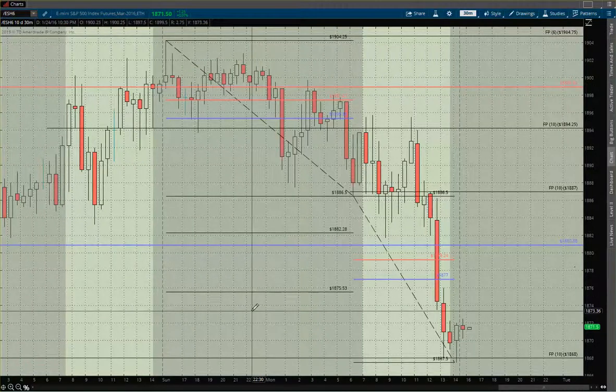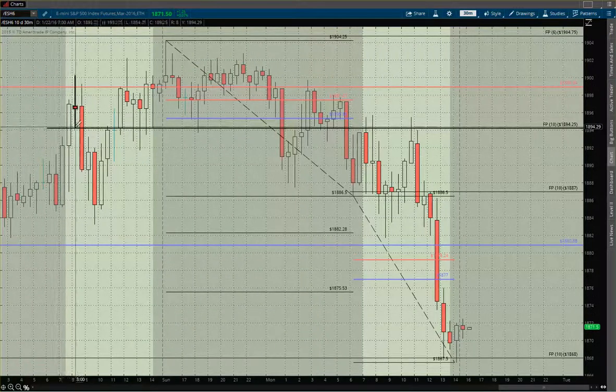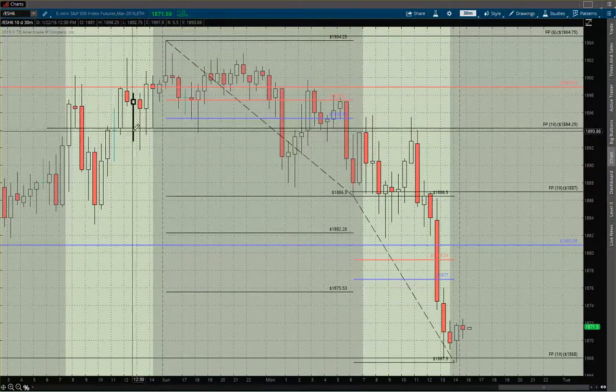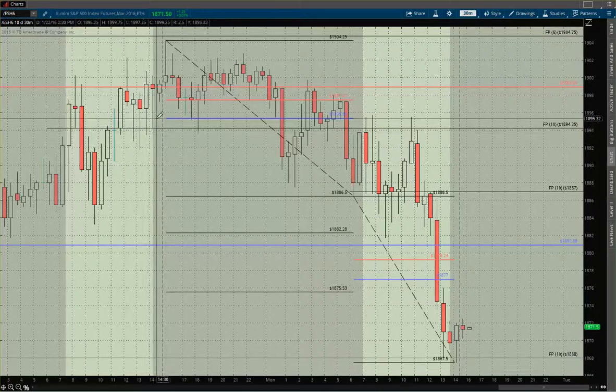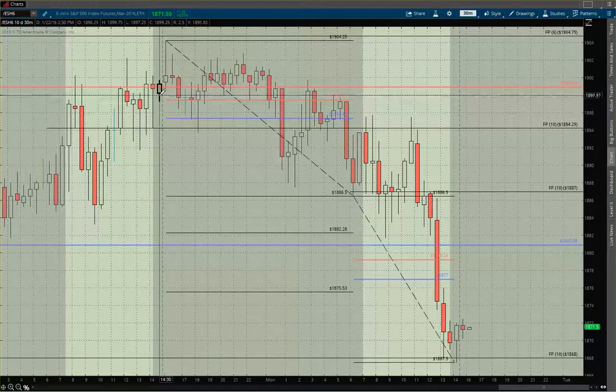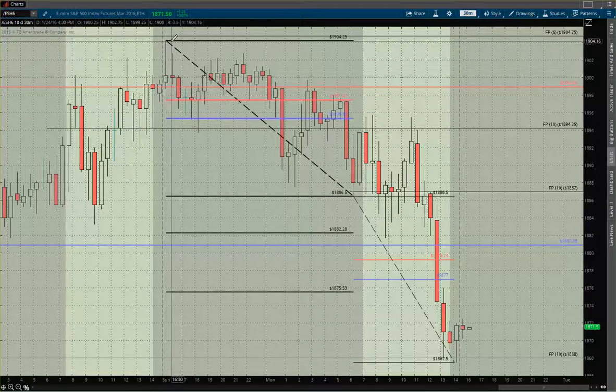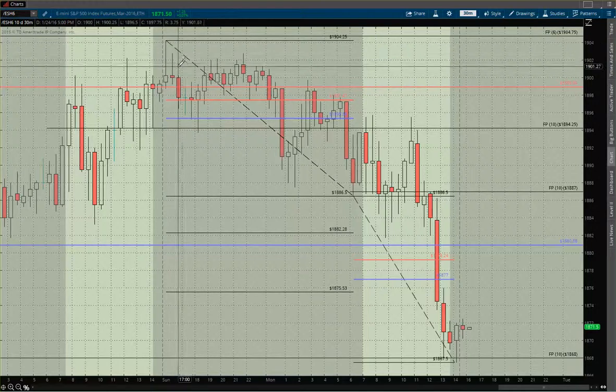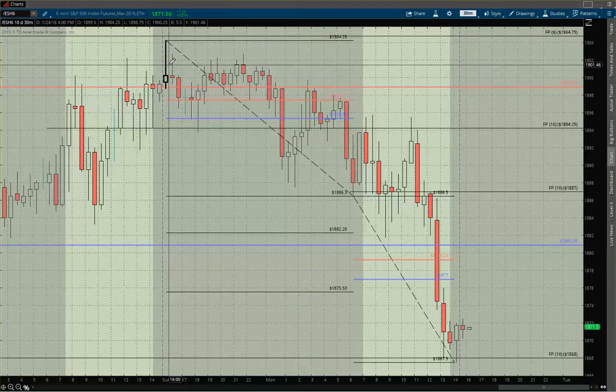Okay, Friday we formed this wide distribution. The overnight traded up to a point, and then that basically didn't hold.